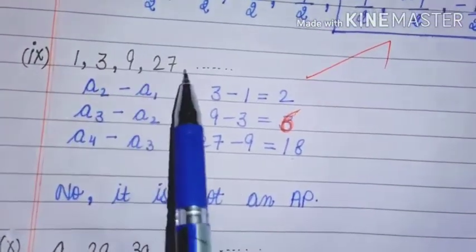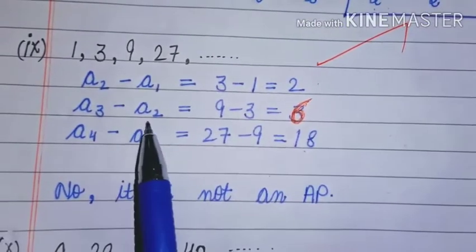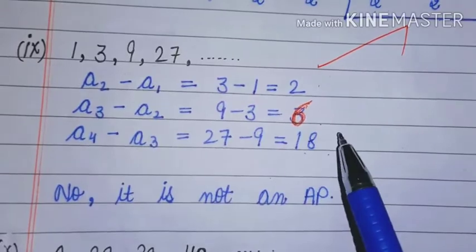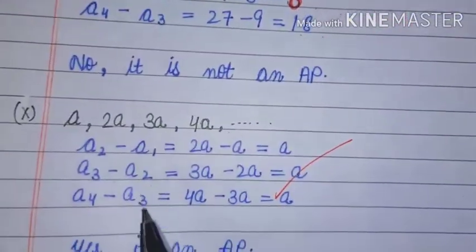Next part is, beta, 1, 3, 9, 27. You will find D, A2 minus A1, it is 2. A3 minus A2, it is 6. A4 minus A3, it is 18. And all the values of D are different here. So you can say it is not an AP, beta.